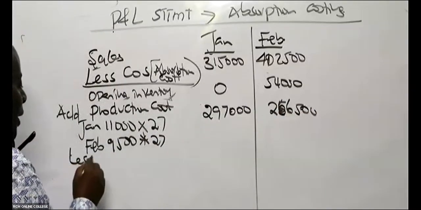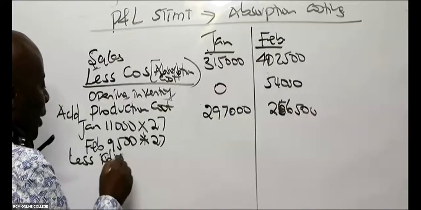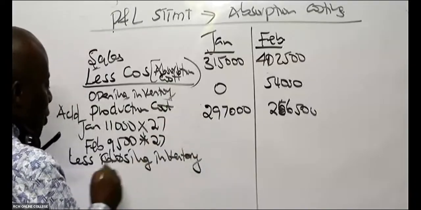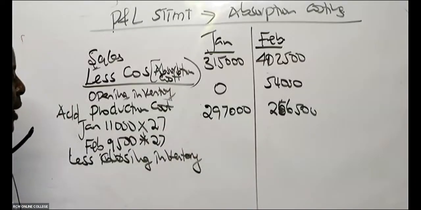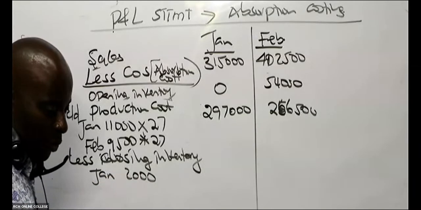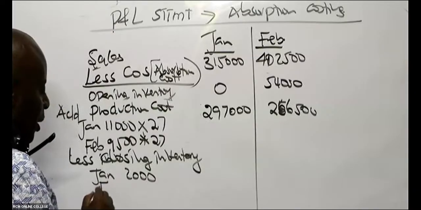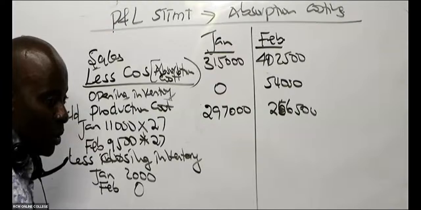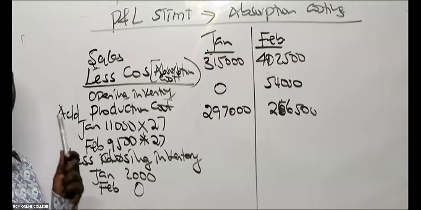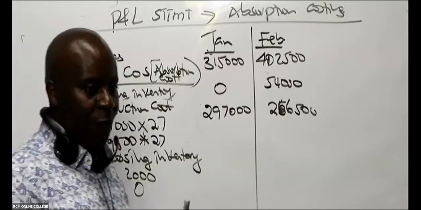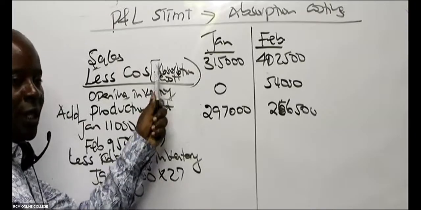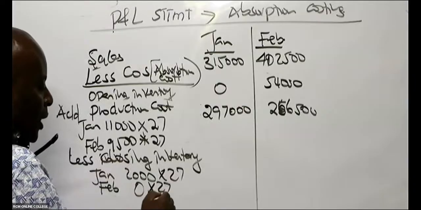And then you come and less what here, somebody? Closing inventory. In the month of January, if you remember very well, closing inventory was 2,000. February closing inventory was 0. Remember, inventories are finished goods, so each one of them in this case is 27. We're using absorption costing, isn't it? And this one here will be 27.